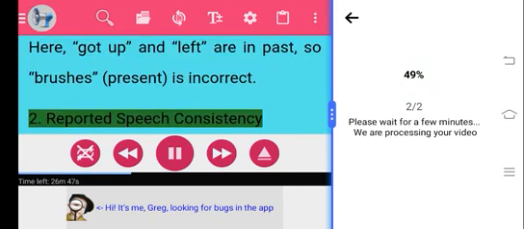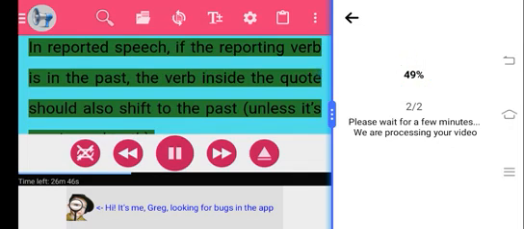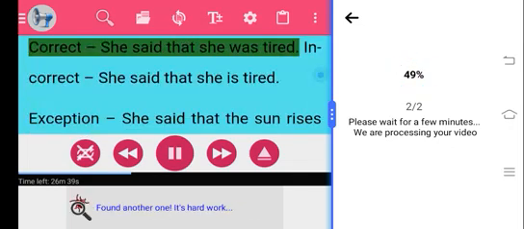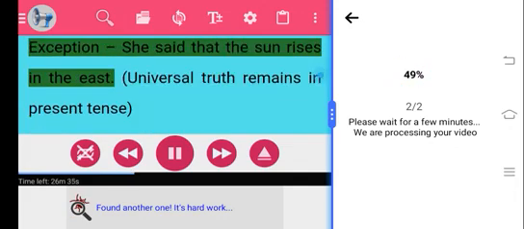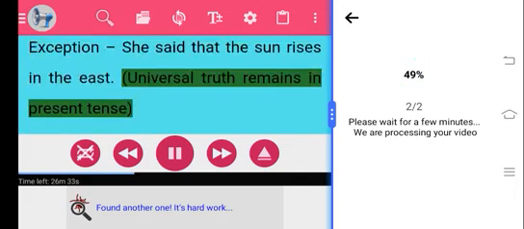2. Reported speech consistency. In reported speech, if the reporting verb is in the past, the verb inside the quote should also shift to the past unless it's a universal truth. Correct: She said that she was tired. Incorrect: She said that she is tired. Exception: She said that the sun rises in the east. Universal truth remains in present tense.